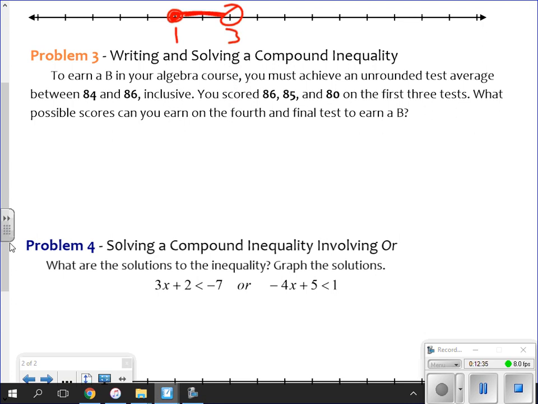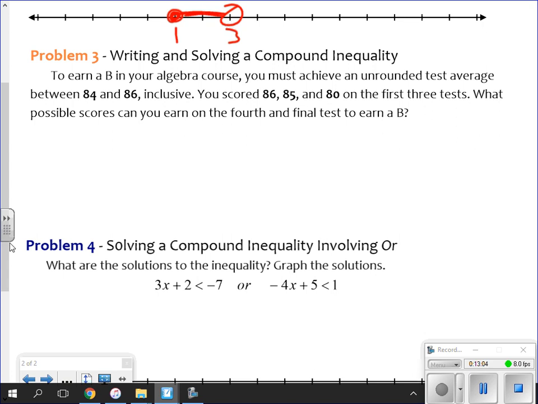To earn a B in your algebra course, you must achieve an unrounded test average between 84 and 86. Less than 84 would be a B minus, more than 86 would be a B plus. You want a B, you need to be between those 2. You scored 86, 85, and 80 on the first 3 tests. What possible scores can you have on the 4th and final test to earn a B?